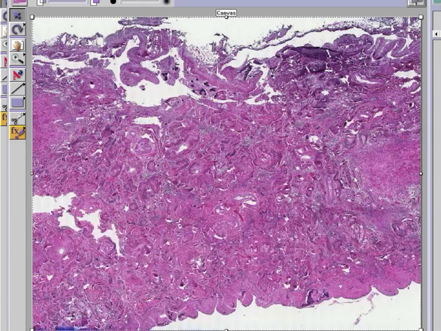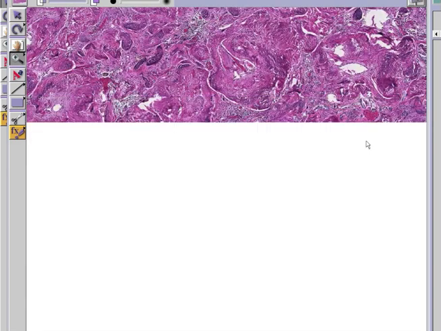Well, the first thing you would say is, you're out of your mind. This is not a spleen. There's no red pulp. There's no white pulp. It all looks like just regular old fibrous tissue. This can't possibly be a spleen. Well, it is a spleen. I'm telling you, it's a spleen.